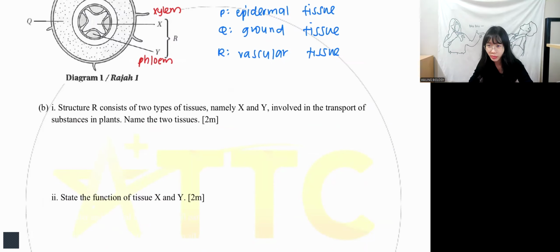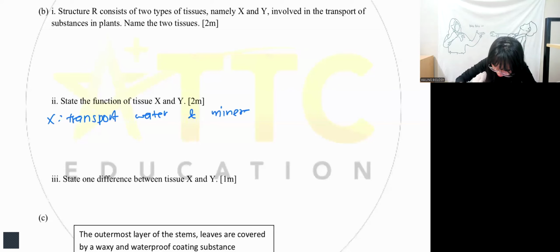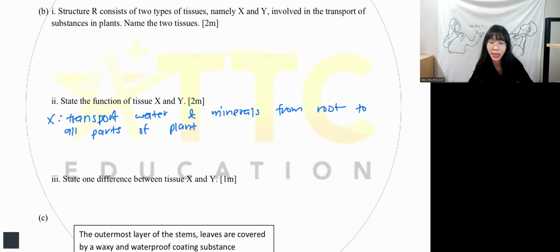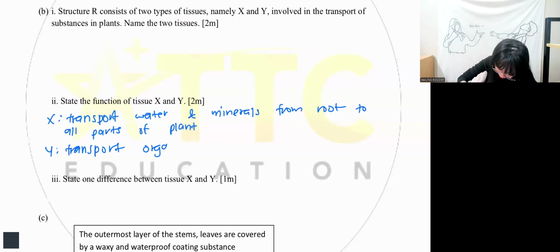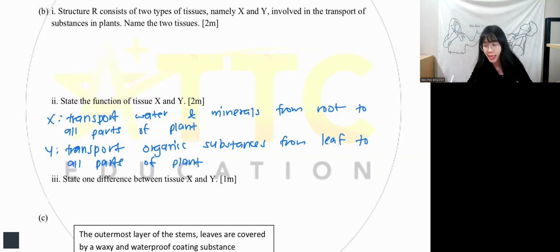Xylem transports water and minerals. X transports water and minerals from roots to all parts of the plant, because the root can only absorb water and minerals, right? And then for Y, transport, what are the words that we learned just now? Correct, organic substances. Very good. Transport organic substances from the leaves to all parts of the plant. Can you write photosynthetic product? Yes, you can.